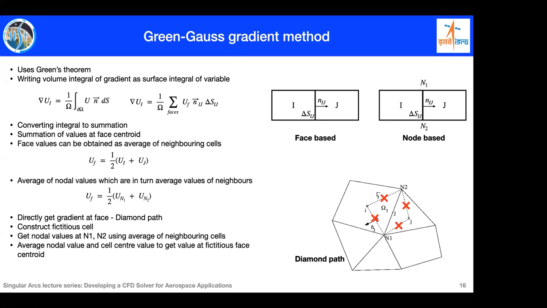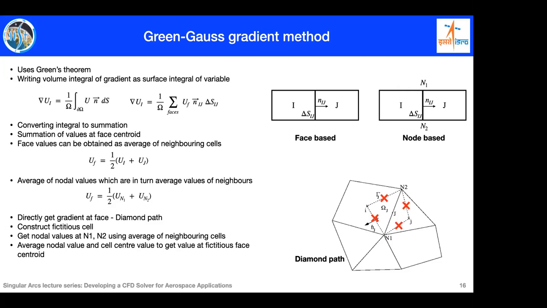The first thing that is used is the Green's theorem or Green-Gauss theorem, in which the volume integral of a gradient is equal to the surface integral of values, which is shown here. So gradient at the cell centroid, UI, is the summation of U over all the faces. This principle is used in computing gradients. Now here we need the value at the face, UF, which is not directly available. We only know UI and UJ, but we don't know UF. So how to get this UF?